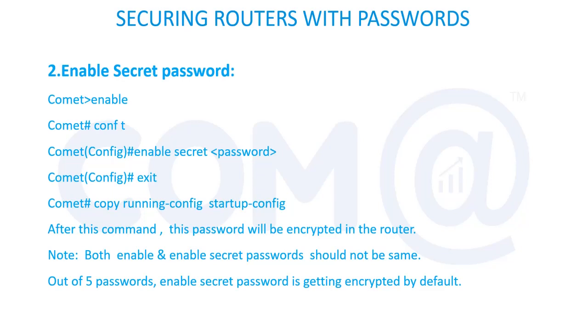When two passwords are there, the first point you need to remember is that enable secret password is encrypted by default. You need not perform any encryption command. Whenever you set a password, it is getting encrypted by default, so you cannot decrypt it. Second, when both the passwords are applied, only enable secret takes the precedence. The other enable password will just be kept idle. If you are planning to give enable secret, you need not give enable password.